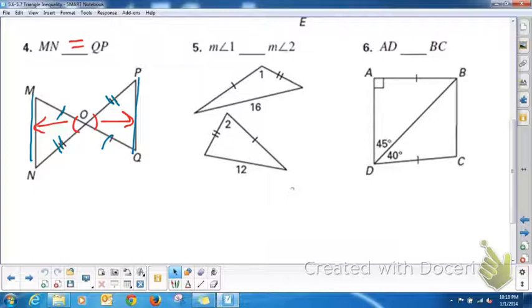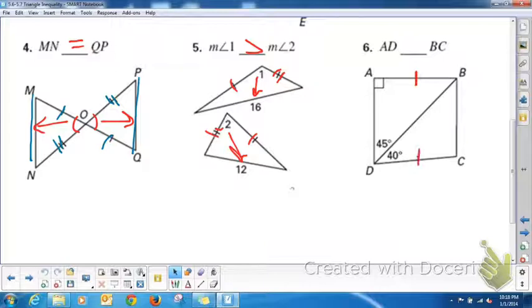Number 5, the measure of angle 1 to the measure of angle 2. Well, these sides are congruent. Angle 1 is across from a side that's 16. Angle 2 is across from a side that's 12. 16 is what to 12? Therefore, angle 1 is greater than angle 2 because 16 is greater than 12.